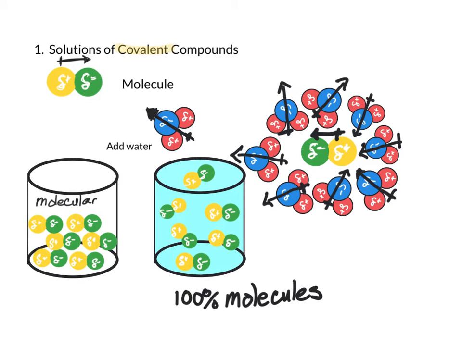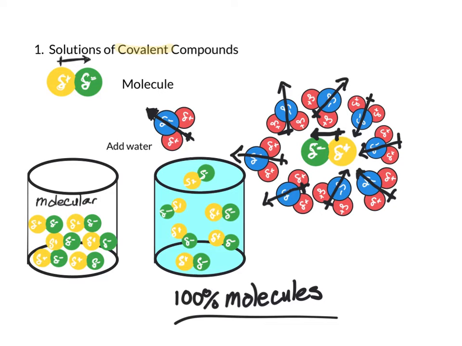Notice that the water will surround this molecule, but it doesn't break it into pieces. So it will surround the particles, but it doesn't separate the particles. Notice that the positive end of the molecule is surrounded by the more negative parts of water, and the negative end of the molecule is surrounded by the more positive parts of water. But they are not separated from each other. It stays a polar molecule.